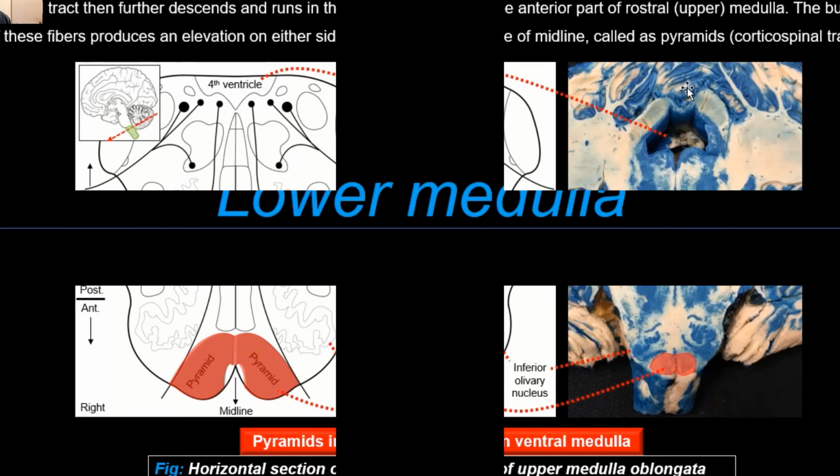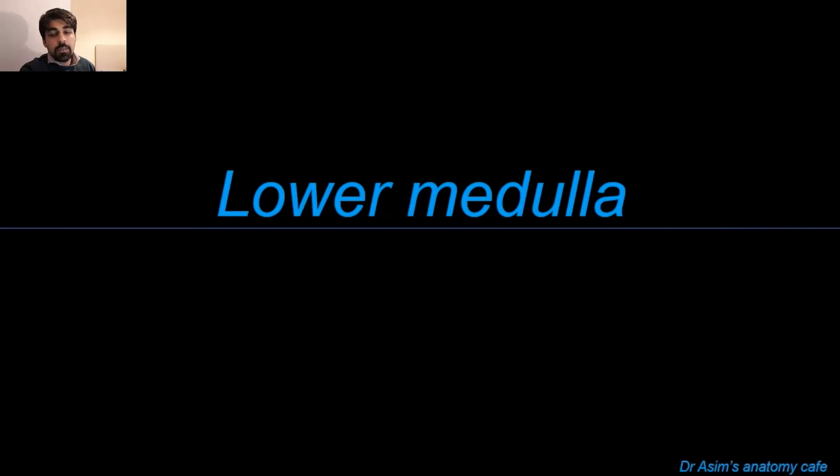Next, the corticospinal tract is then going to descend into the lower part of the medulla oblongata. This is the lowest part of the brainstem. From here onwards, the tract is going to enter into the spinal cord. So let's see what happens in the lower medulla now.